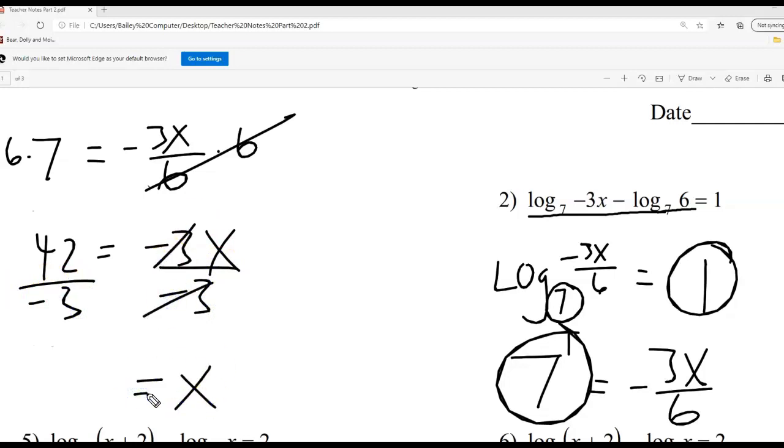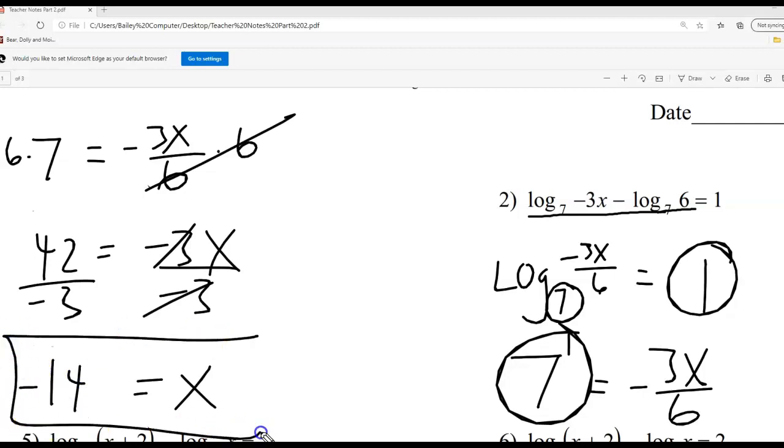And what do I end up with there? I end up with negative 14. And I don't need to check my answer on this one. You only need to check your answer for the ones that end up giving you logs on both sides. Okay.